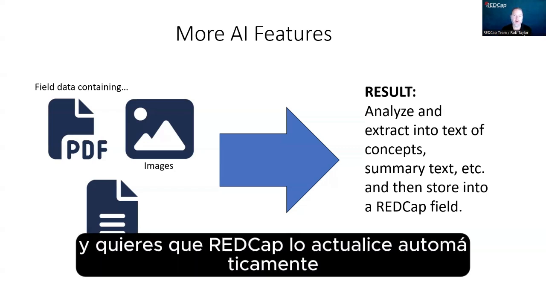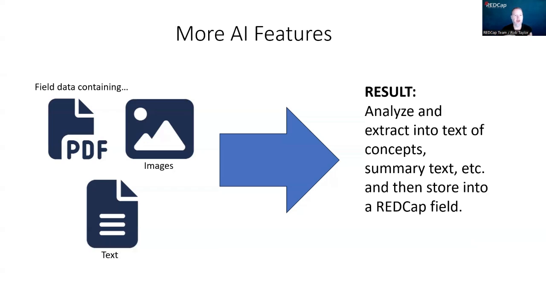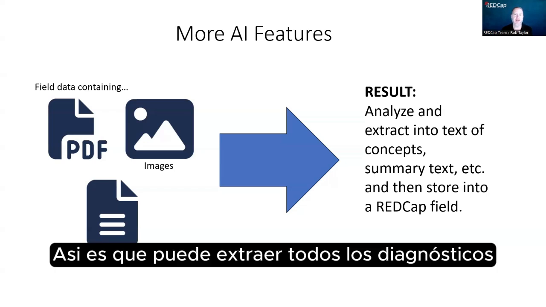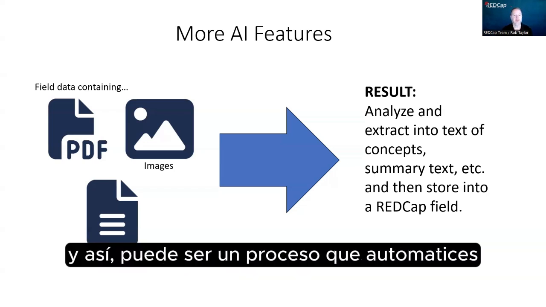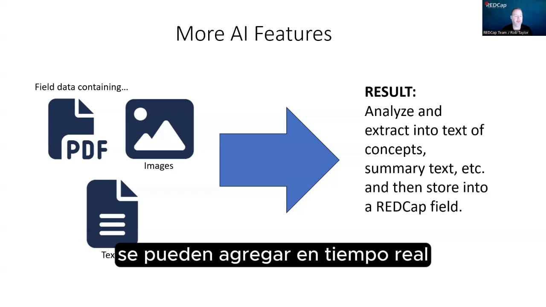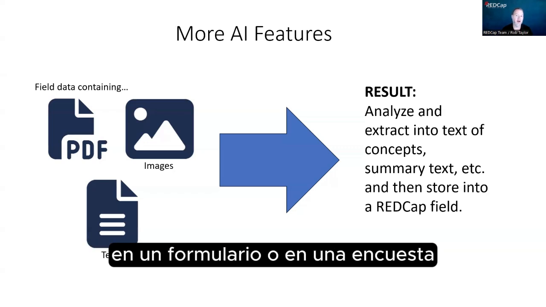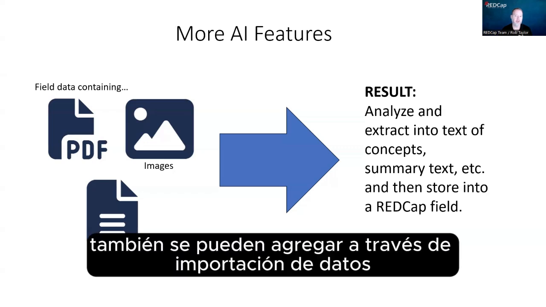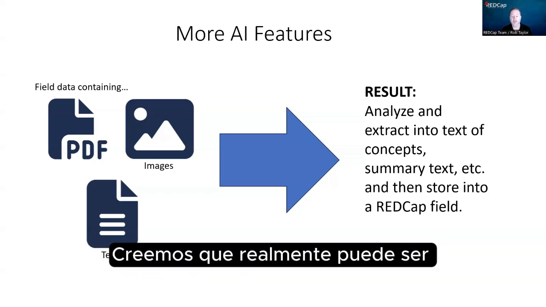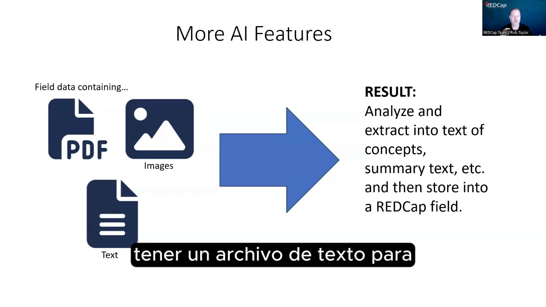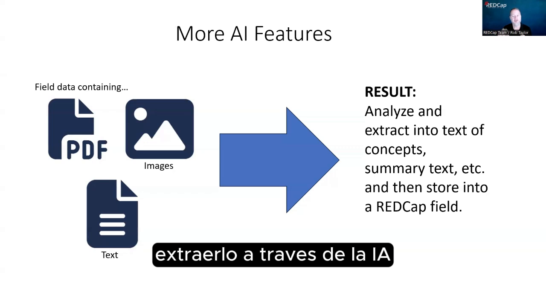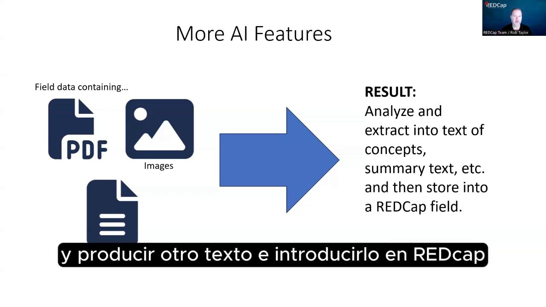And whenever it's uploaded, you want REDCap to automatically extract all the diagnoses, or other kinds of clinical concepts that you really want to save. That could be something you could automate. Maybe we could add this where it's done in real time on a data entry form or a survey. Maybe it could also be done through data imports. We think it could be really powerful to have that real time, taking a file or text and then using AI to extract something out of it to produce another piece of text.